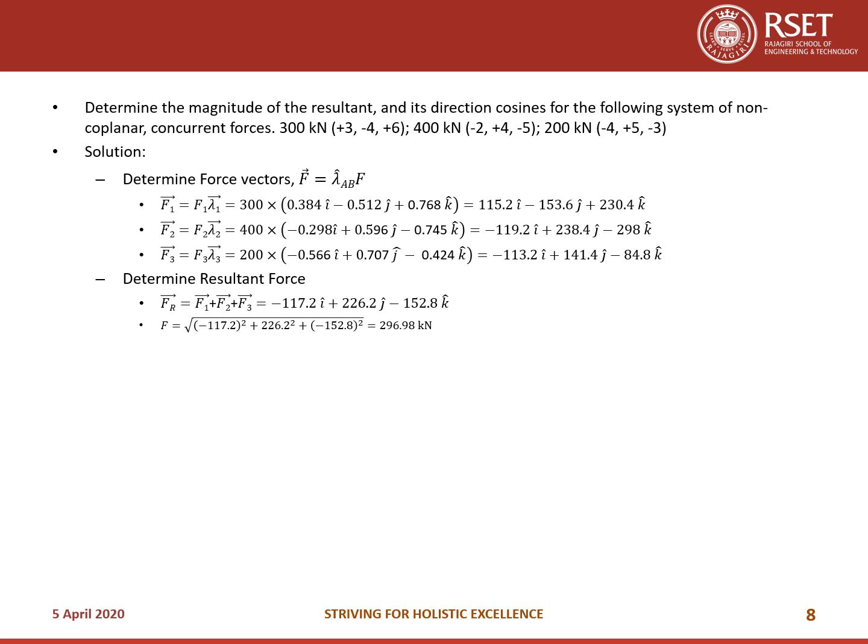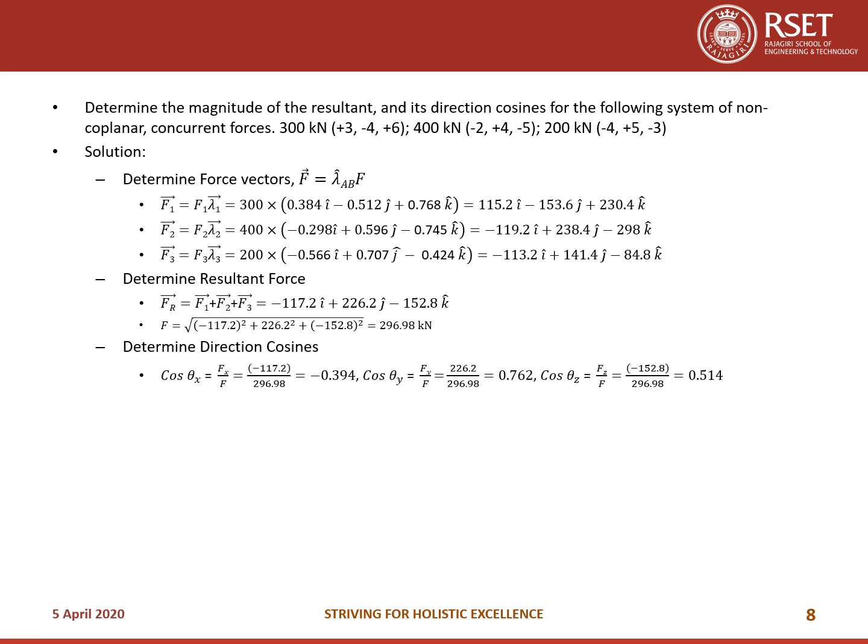Now the next part is to determine the direction cosines. What is the expression for determining the direction cosine? Cos theta x is equal to Fx by F. I have told you before also, Fx and F are the magnitudes. These are not vectors. So what is Fx? It is minus 117.2 divided by the magnitude of F, which is 296.98. You will get minus 0.394 as cos theta x, which is the direction cosine. Similarly, you can find cos theta y and cos theta z.